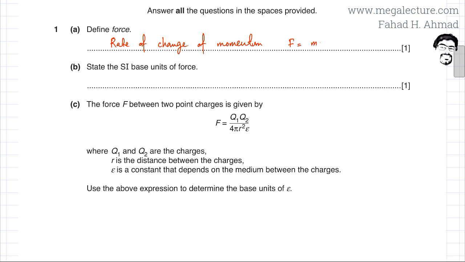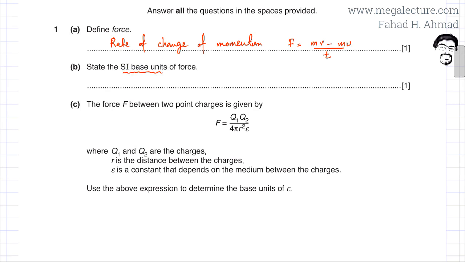or the formula of force is (mv minus mu) over t, where mv is the final momentum and mu is the initial momentum, and that mv minus mu gives you the change in momentum, divided by the time it takes for the momentum to change.